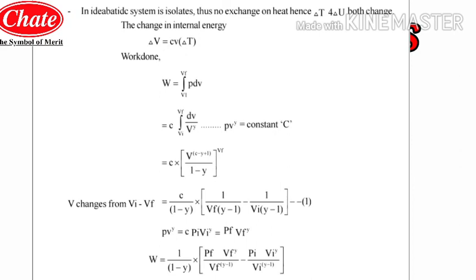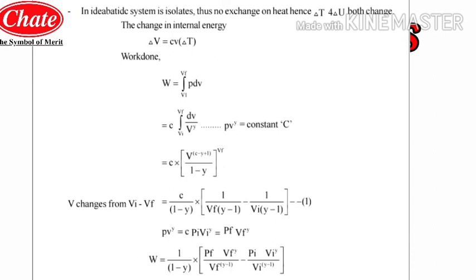This will be multiplied into the bracket, but we know that PV raised to gamma is constant, and Pi Vi raised to gamma will be equal to Pf Vf raised to gamma. So this equation we can use for the calculation.